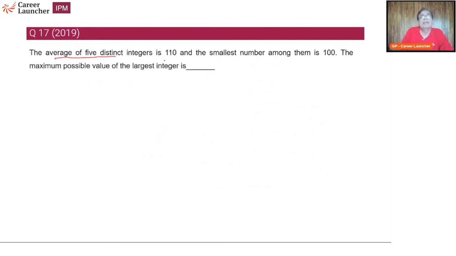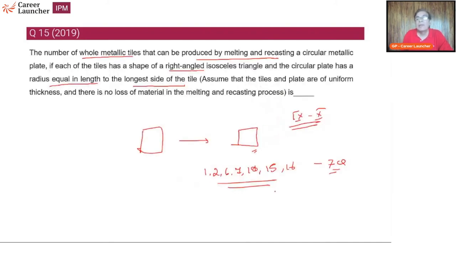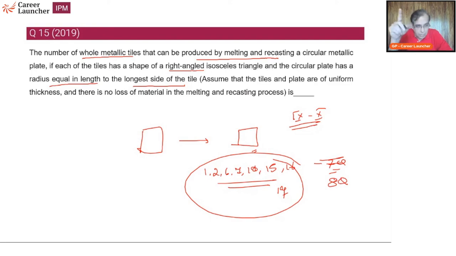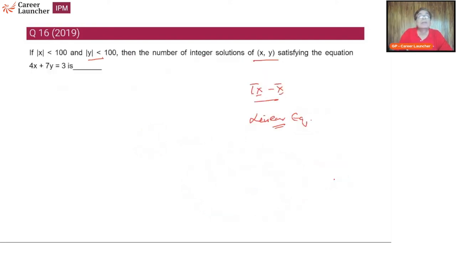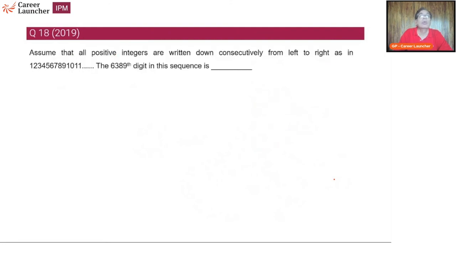Average of 5 distinct integers is 110. Smallest among them is 100. Maximum possible value of the largest integer, from class 9, 10. Average is something that we know of, and this is our question number 8. So question 17 to be attempted definitely. And along with these, if I add question 17, how many questions we have got? We have achieved our target of 8 questions in this paper of IPMAT 2019. But remember, there are 3 more questions left. Let's look at those questions also.